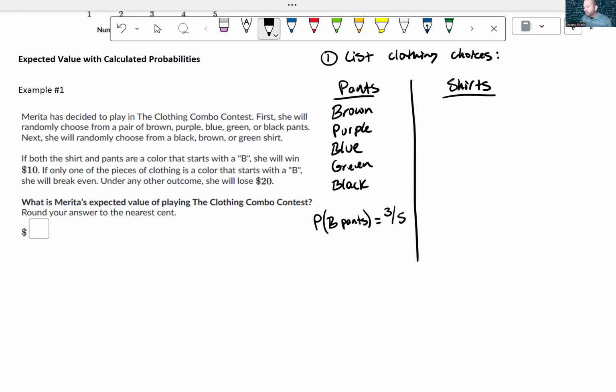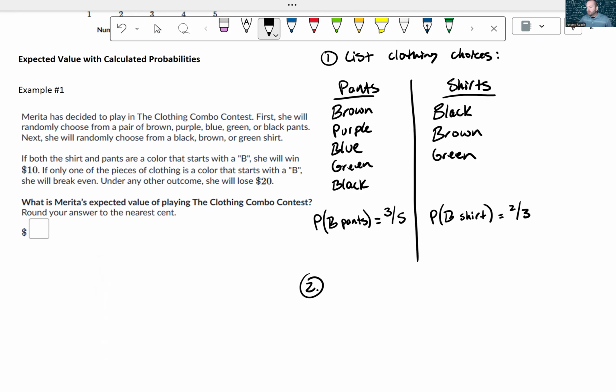Now we'll do the same thing for shirts. Black, brown, or green. She only has 3 shirts to choose from. So the probability that she selects a shirt that starts with the letter B, I'm just going to write B shirt, is 2 out of 3. Okay, so now we have these probabilities and we can think a lot less about all these colors. We've narrowed this down, and now we can just focus on the probabilities of each.